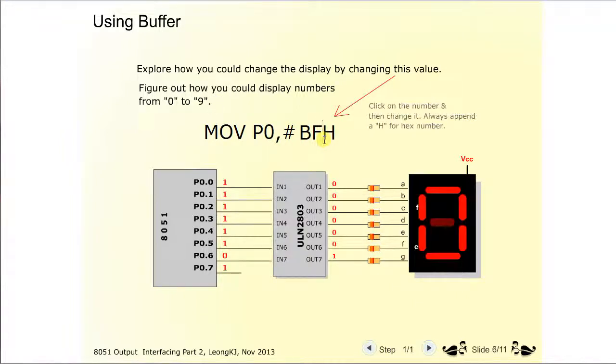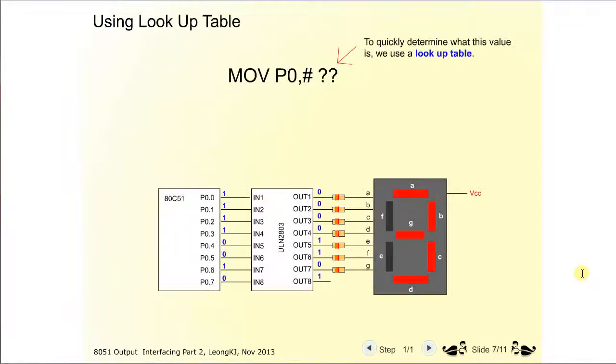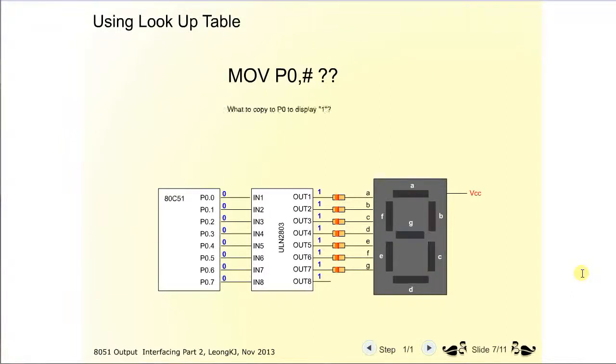0 is displayed if the data BF is moved to port 0. 1 is displayed if the data 86 hex is moved to port 0. If data DB is moved to port 0, 2 is displayed. To quickly determine what is the value to move to the port for displaying numbers, we use a lookup table.